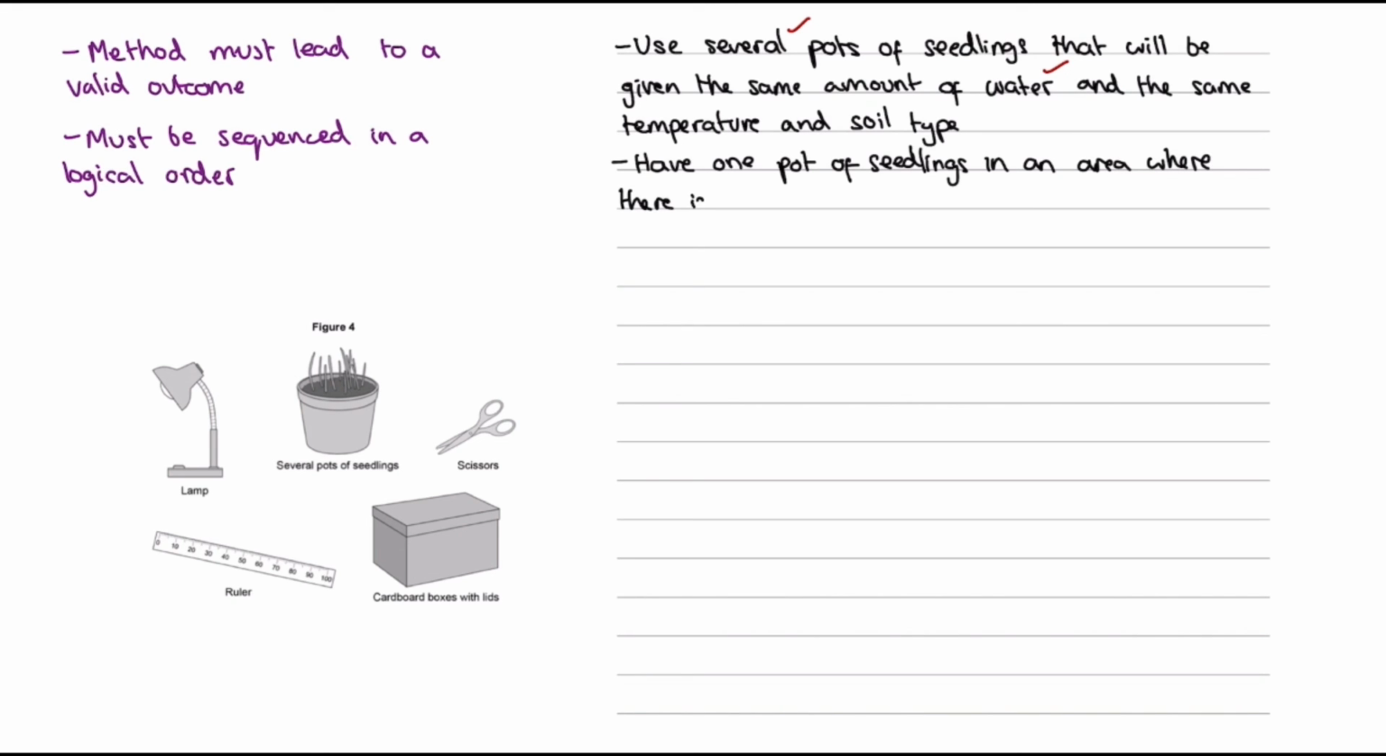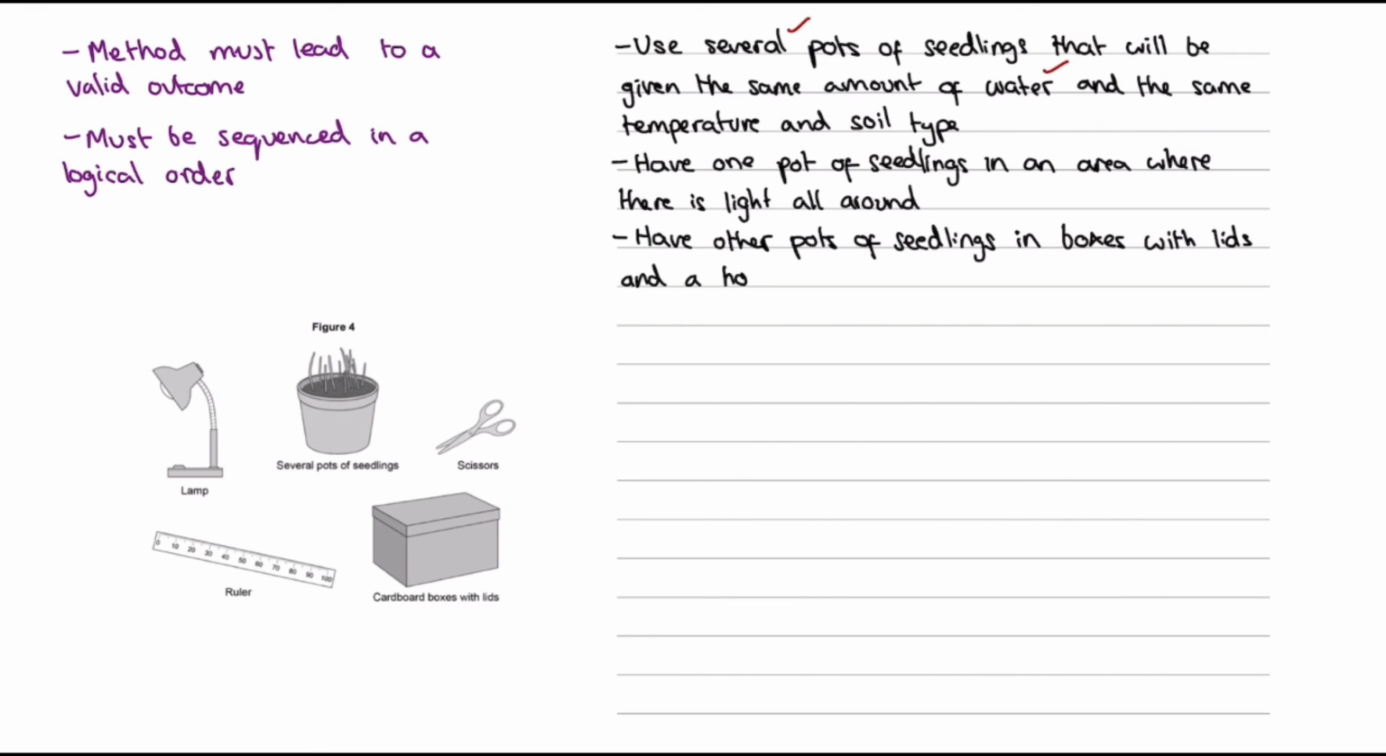Now we want to have a pot that's got an even amount of sunlight on all area around it. So this is there for comparison against the other pots. And what we do with these other pots is we put them in our cardboard boxes. So these boxes will have their lids on the top, and then they will have a hole cut out on a specific side. And what this does is control the angle from which the light can shine onto the plant.